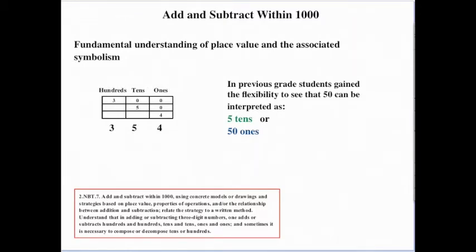Now, in the previous grade, students were dealing with numbers within 100. So they had to gain the flexibility to see that a number such as 50 could be interpreted not only as 50 ones, but as 5 tens. So again, they need to understand that this can be 5 tens or it can be 50 ones.